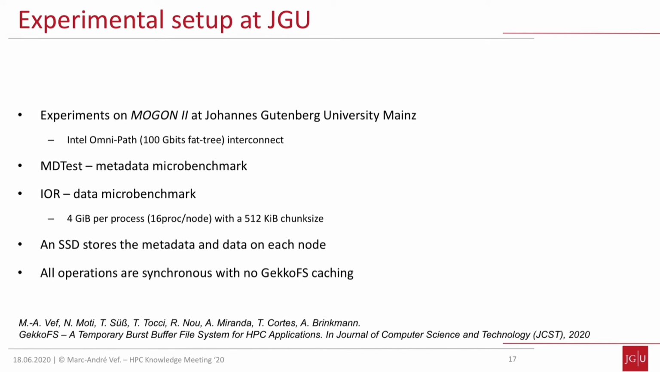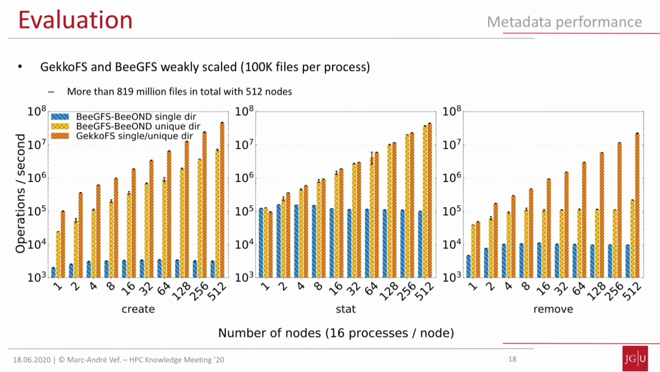So first off, we look at metadata performance. For that, we compared GekkoFS to BGFS and weakly scaled 100,000 files per process up to 512 nodes, whereas each node is using 16 processes. So at 512 nodes, more than 800 million files are within the file system.